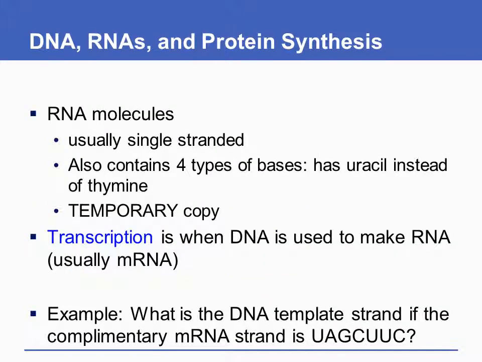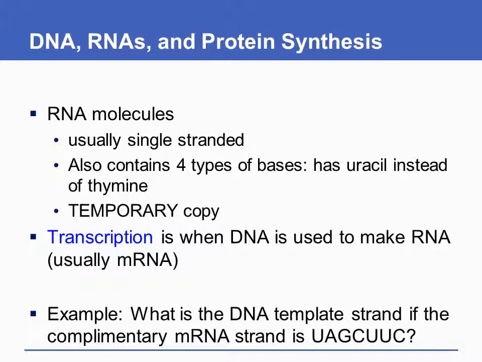RNA is usually single-stranded. It also has 4 types of bases. The first 3 are the same. It's the 4th one that's different. So instead of having thymine, RNA has uracil. RNA is the temporary copy. So DNA is typically used to make RNA, and RNA is used to make proteins.